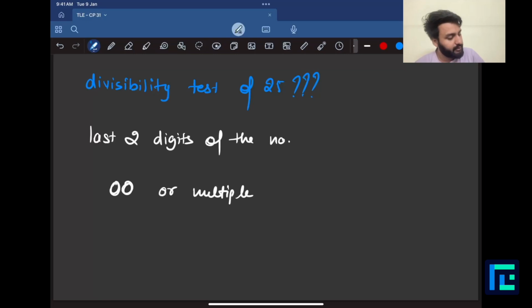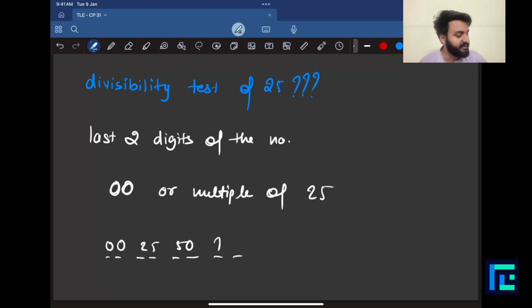Now these 2 statements clubbed together give something like this. You get the last 2 positions as 00, or you get the last 2 positions as 25, that's a multiple, or you get them as 50, or you get them as 75. These are the only 4 possibilities that can make your number divisible by 25. Now this is a very simple mathematical check, the divisibility test of 25. You can get a very good proof online for this. You can ask Google for this, not an issue.